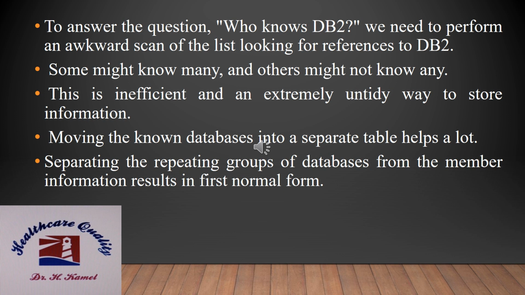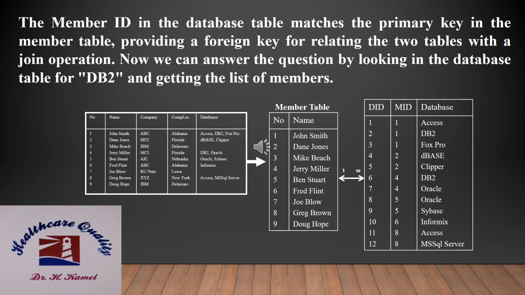Moving the known databases into a separate table helps a lot. Separating the repeating groups of databases from the member information results in the first normal form. The member ID in the database table matches the primary key in the member table, providing a foreign key for relating the 2 tables with a join operation. Now we can answer the question by looking in the database table for DBase 2 and getting the list of members.